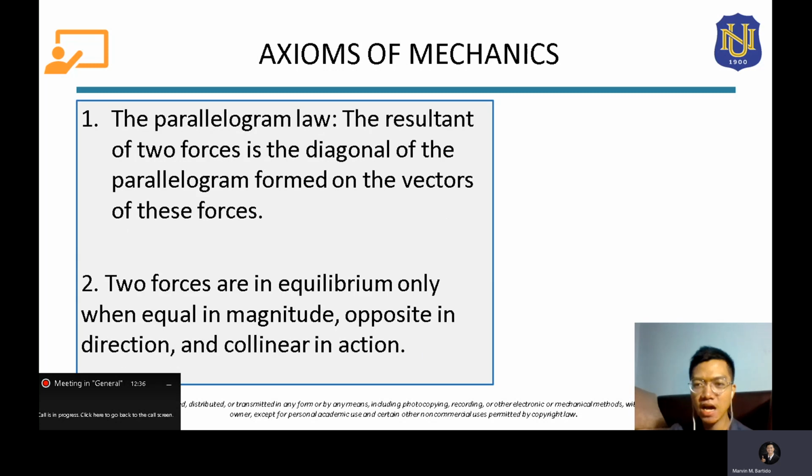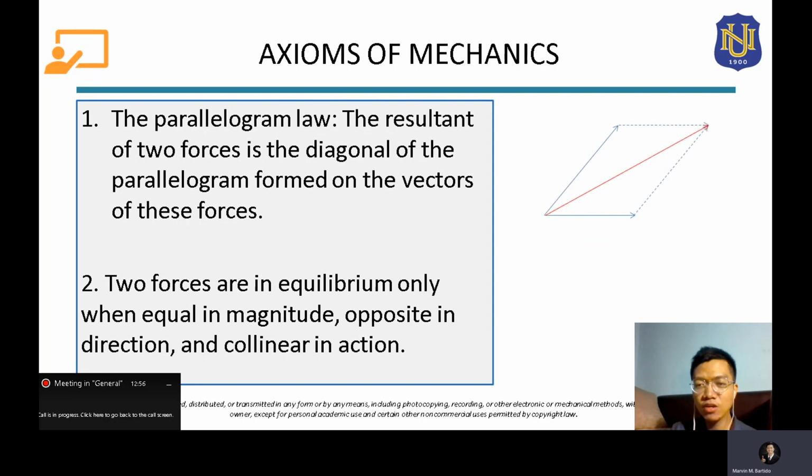So let's talk now about the axioms of mechanics. These are the principles that we're going to use and apply here in mechanics. The first axiom is the parallelogram law. The resultant of two forces is the diagonal of the parallelogram formed on the vectors of these forces.